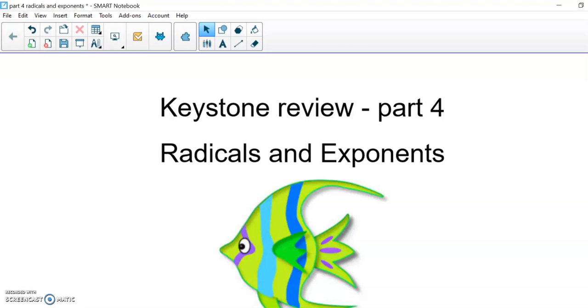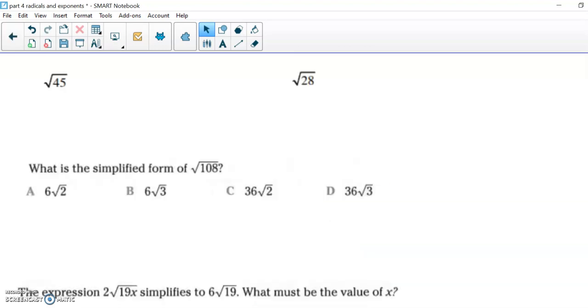This is Algebra 1 Keystone Review Part 4. We're going to talk about radicals and exponents. So we're going to start with a radical or a square root, and we're going to simplify the square root of 45. And that doesn't mean punch it in your calculator and get a decimal equivalent.